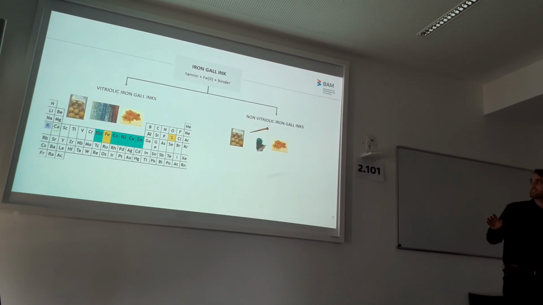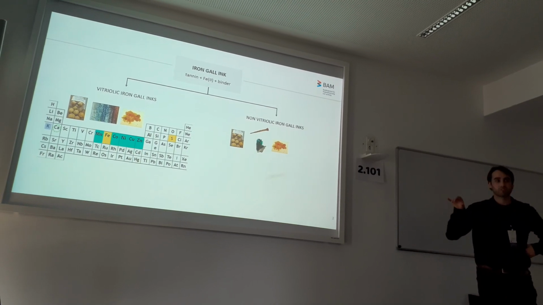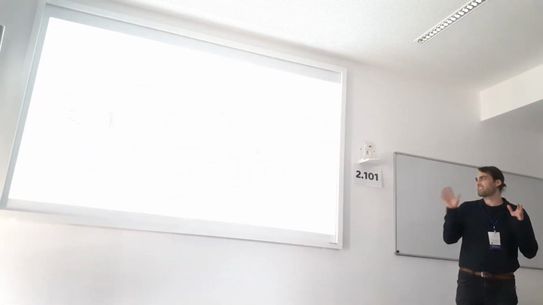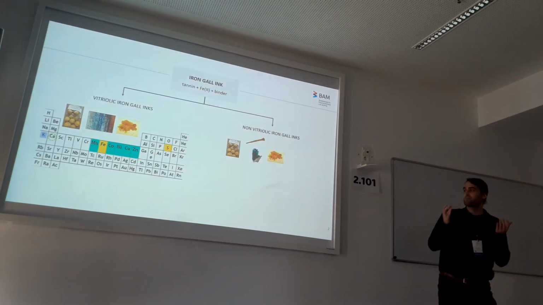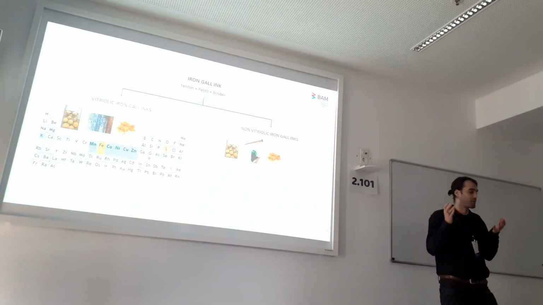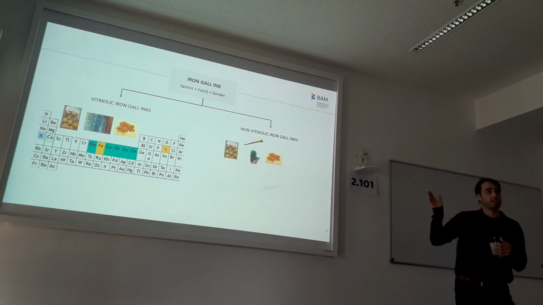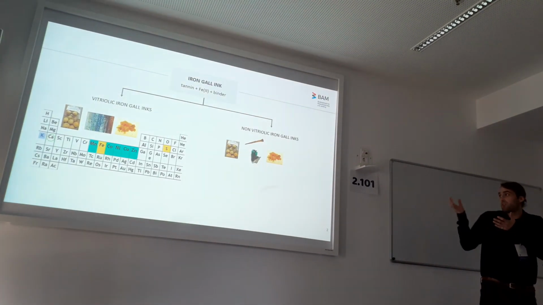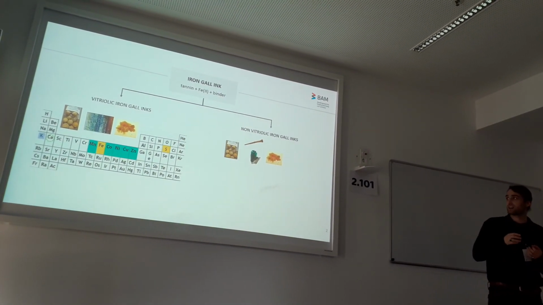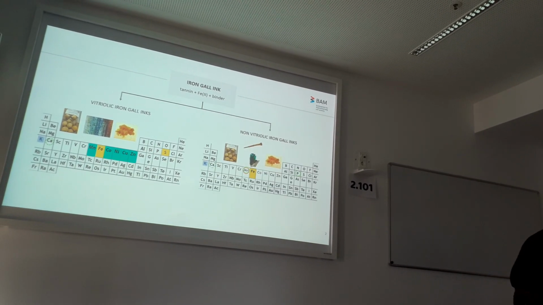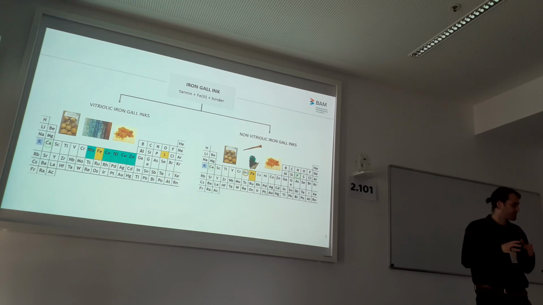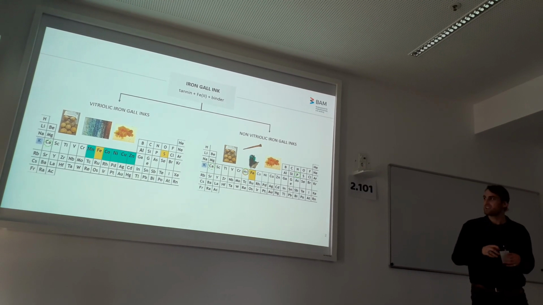However, when we look at the non-vitriolic inks, the sources of iron are rather pure. They contain no impurities. They are rather homogeneous. When metallic iron is used, or other minerals such as iron phosphate, which I present in this slide, the makeup of such an ink is relatively unique.